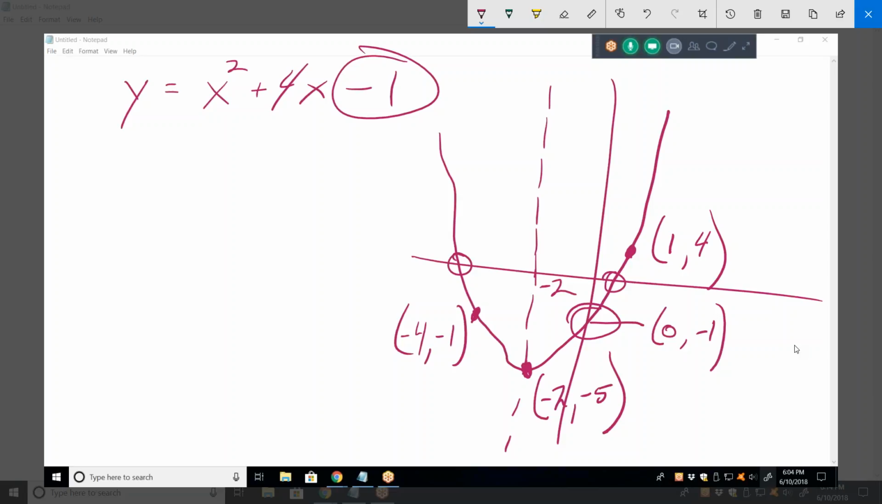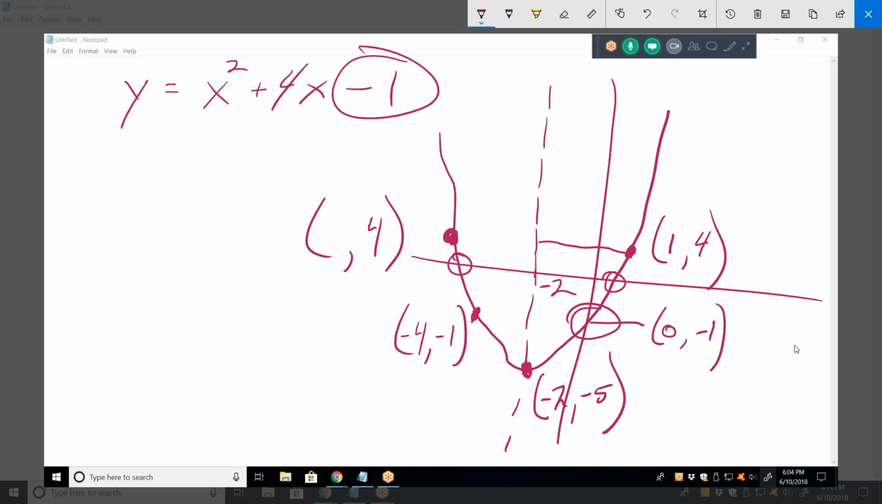Now, we can use symmetry to figure out this point also. And that's the easiest way to do it. We know the y-coordinate's the same. What's the x-coordinate? So in comparison, I would add 1 to it. So it would be -3. What's this distance right here? That is 1. No, it isn't.